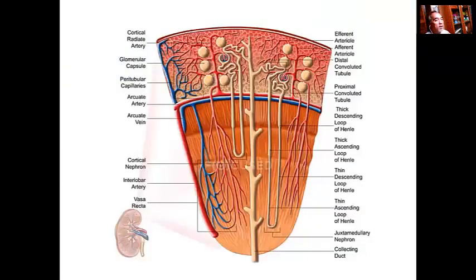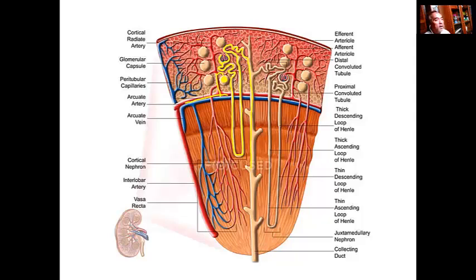Okay, now let's take a look at another picture. We have the arcuate, cortical radiate, afferent, and inside is the glomerulus. The capsule that covers it is called the Bowman's capsule. Again, this one is the Bowman's capsule that covers the glomerulus. This is your proximal convoluted tubule, loop of Henle, becoming distal convoluted. Then we have the collecting duct.